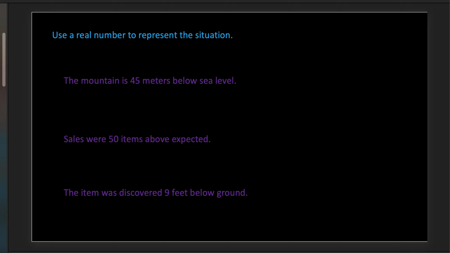Here's a type of problem that you'll see. Use a real number to represent the situation. Now these are sort of word problems. These are 3 different problems. The mountain is 45 meters below sea level. So we're just asked to write an integer that represents that situation. So that would just be negative 45. Since sea level is considered 0, below it is negative, so that's the answer for that.